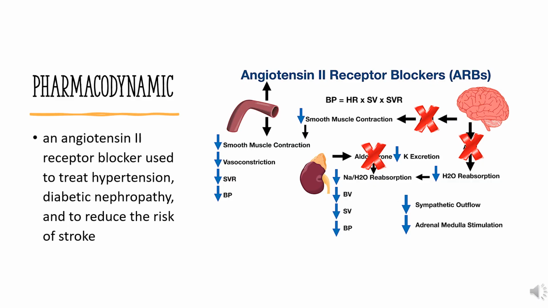Pharmacodynamics. Losartan is an angiotensin II receptor blocker used to treat hypertension, diabetic nephropathy, and to reduce the risk of stroke. Losartan has a long duration of action as it is given once daily. Patients taking Losartan should be regularly monitored for hypotension, renal function, and potassium levels.